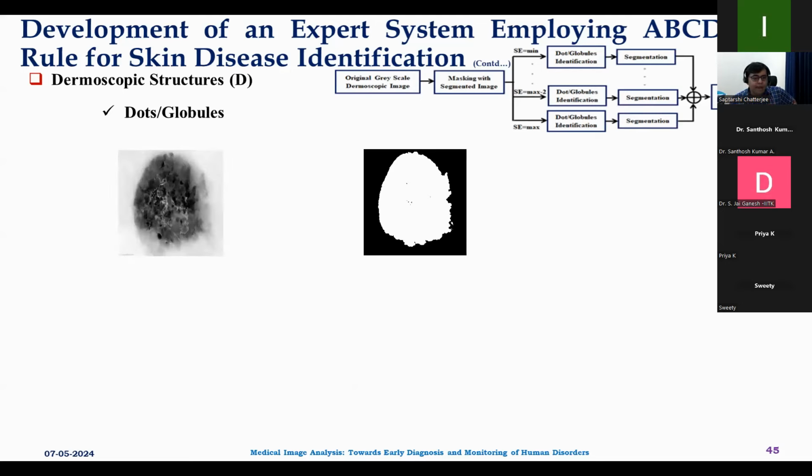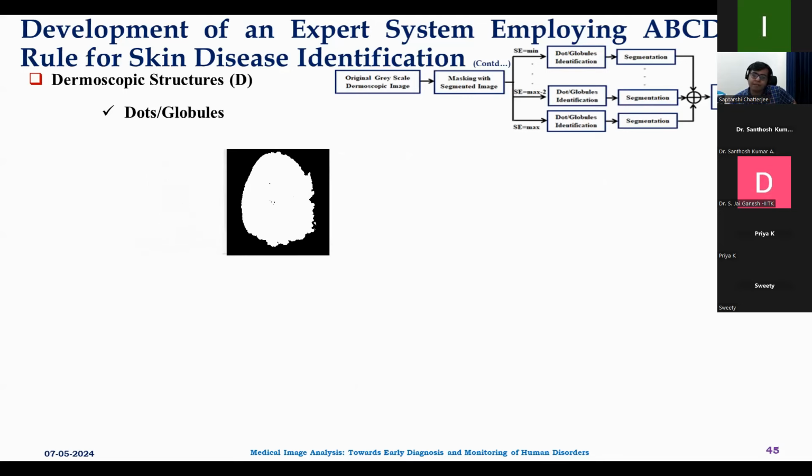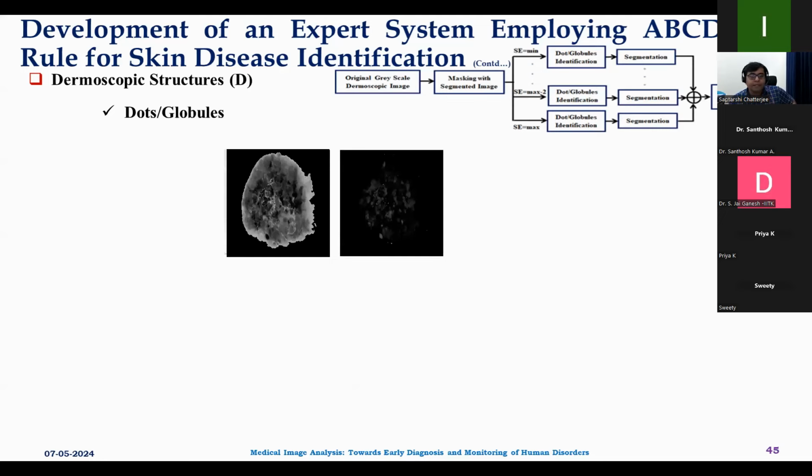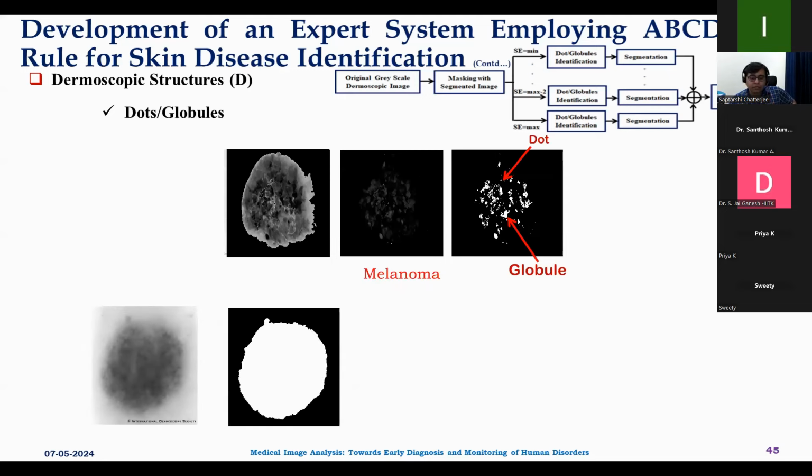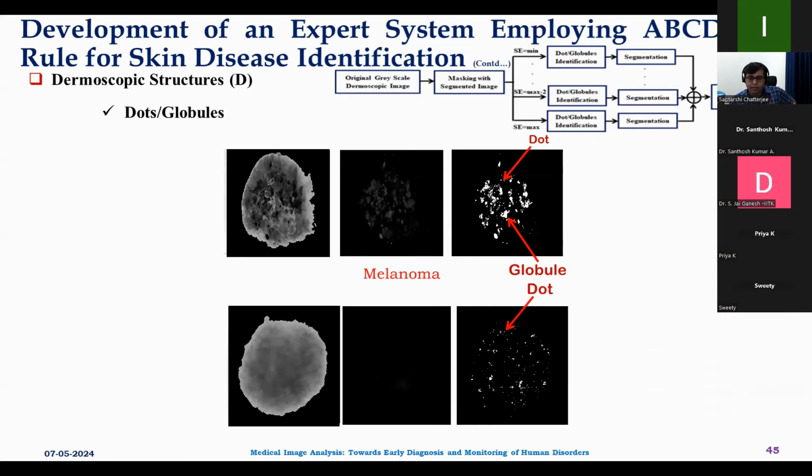Okay, so we have the image and also the segmented image. So we have masked that image so that we do not identify any other objects from the normal skin region. Then using the morphological filter, different objects have been identified, and depending on their area, we have extracted the dots and globules from each of those images. Similarly, for a malignant and a non-malignant image.